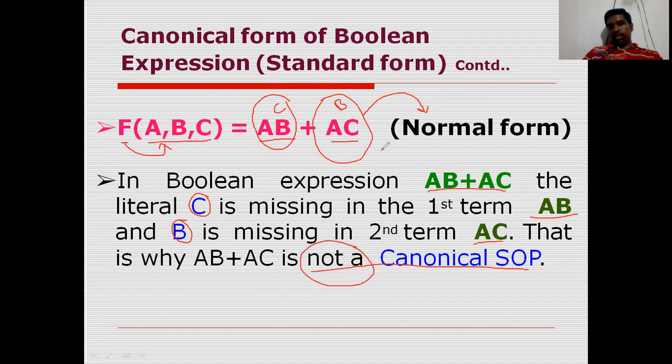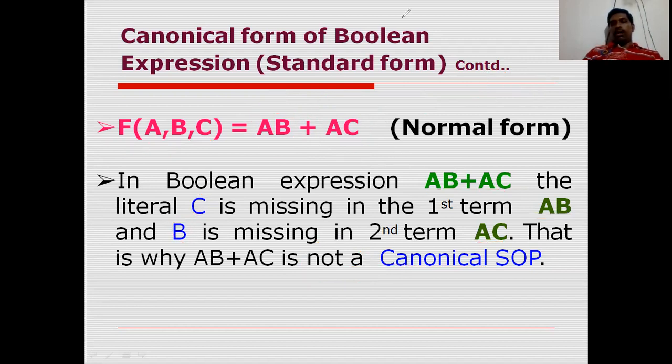If it is not canonical, then it directly belongs to the normal form. We only have two forms: one is normal form, one is canonical form. Now I am saying it is not canonical, that means it directly belongs to the normal form. Then how to convert? We need to know how to convert an expression in normal form to canonical form.